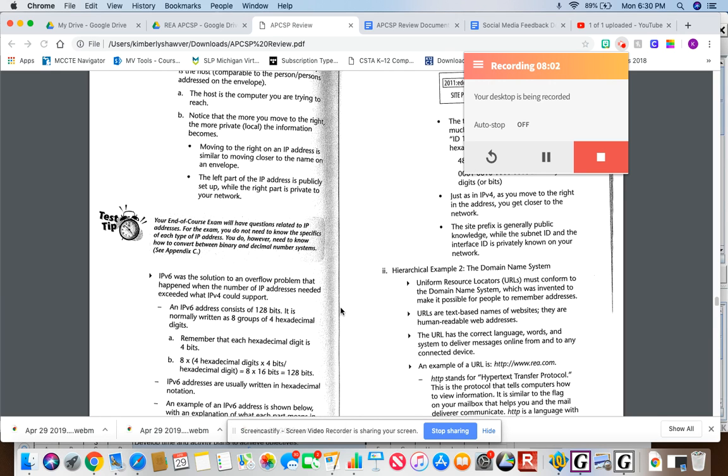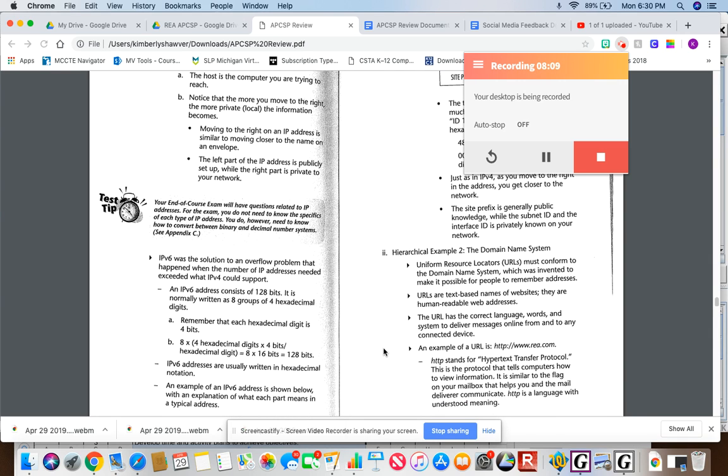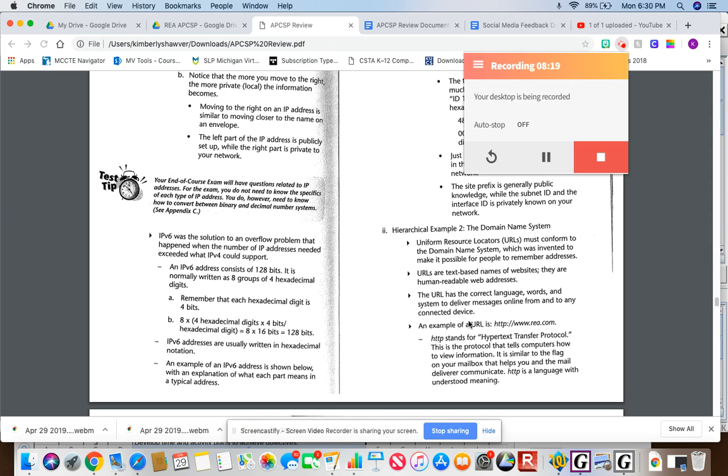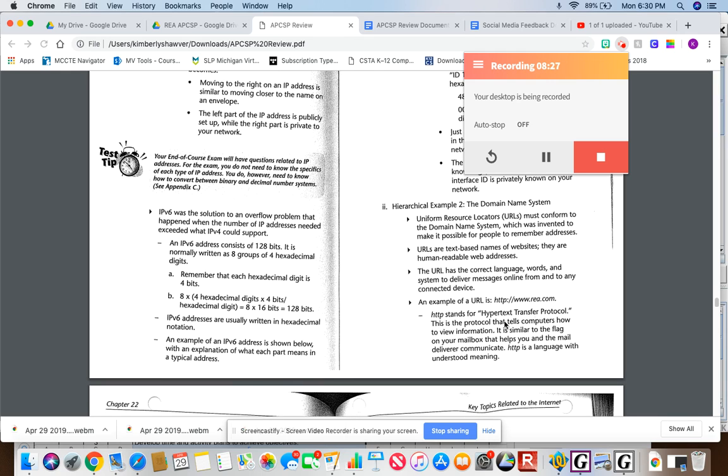URLs must conform to the DNS, which was invented to make it possible for people to remember addresses rather than having to remember hex or binary numbers. URLs are text-based versions of websites. They are human-readable web addresses. The URL has the correct language, words, and system to deliver messages online to any connected device. And here's an example of the URL.